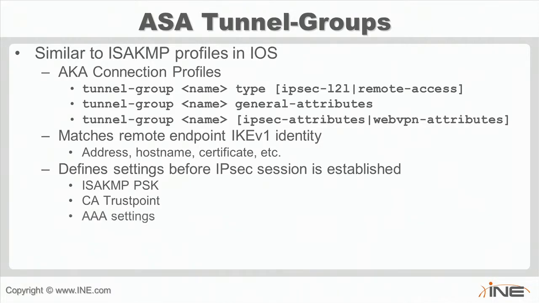Could be also AAA, like based on our EasyVPN users coming in, they could go to maybe one RADIUS server, and then the web VPN people coming in, they could go to a different RADIUS or TACACS server. Also this would be where we assign the IP addresses for the remote access VPNs. So is it going to be some local pool? Is it going to go to DHCP? And then also, what are the specific policies that are then going to apply to those individual users, which is considered to be the group policy.